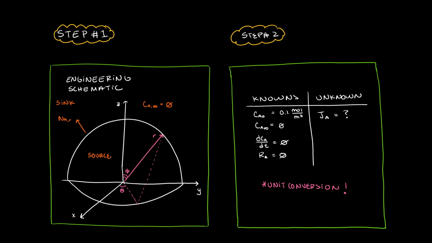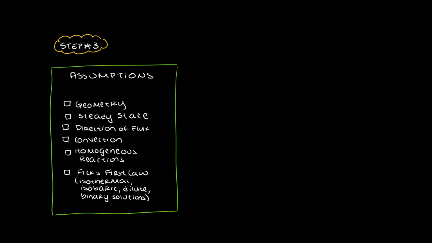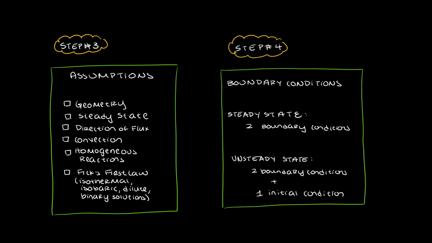Second, write down all your knowns and unknowns and convert them into the same units. Third, list your assumptions considering geometry, steady state, direction of flux, convection, homogeneous reactions, and heterogeneous reactions. Remember that Fick's first law only applies to isothermal, isobaric, binary, dilute solutions.